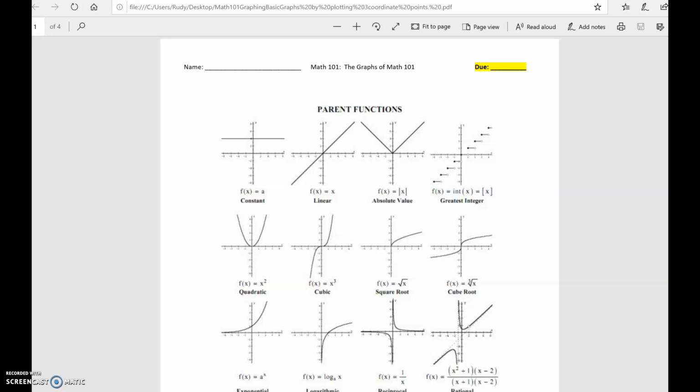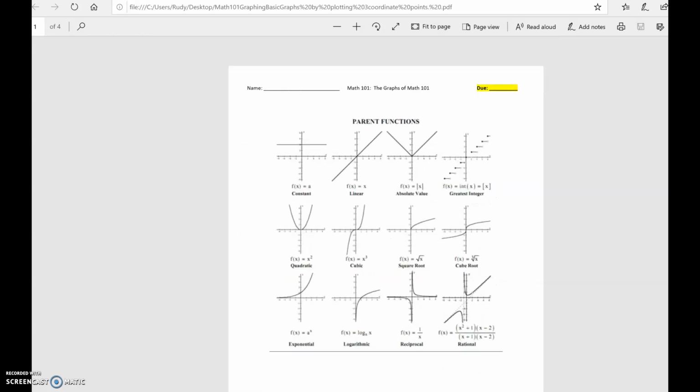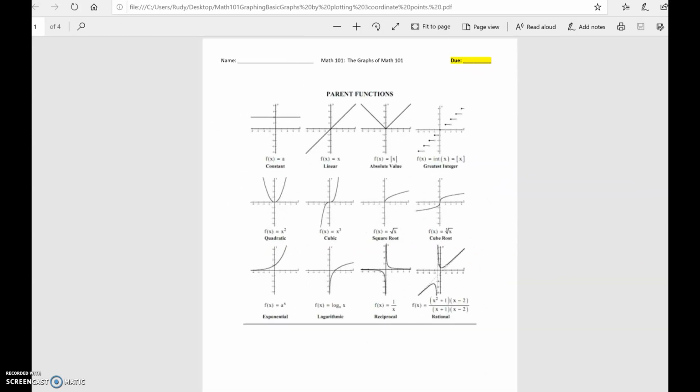Hi class, in the content for this week, we're basically going to look at the graphs that you should have seen at some point in your algebra classes. And this is the basic idea. All of these graphs are going to be attached to our course depending on what topic we're going to talk about, and mostly all of them are related to algebra.